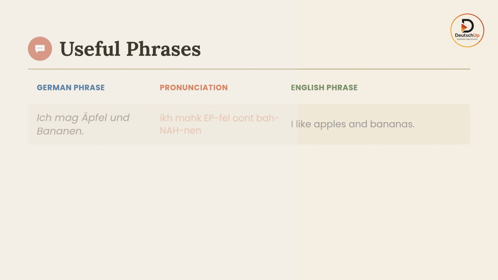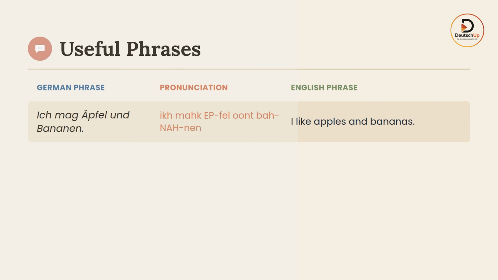Now we are going to talk about some useful phrases. Yes, we will see how we use fruits and what we have just learned in the normal phrases in everyday life. So if I want to say, I like apples and bananas, how will I say? I will say, Ich mag Äpfel und Bananen.